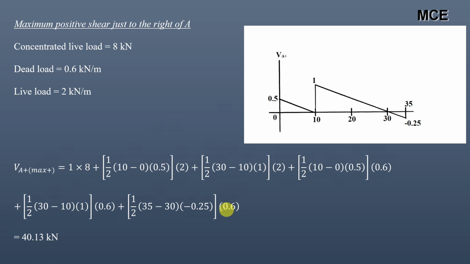So this is how you can draw the influence line diagram for any beam using the Muller-Breslau principle, and also calculate the value of maximum positive moment, shear, and vertical reaction. Simply, for a concentrated live load, you have to multiply it with the maximum ordinate of the ILD, and for the live and dead UDL, you have to multiply the area with the magnitude of the UDL.